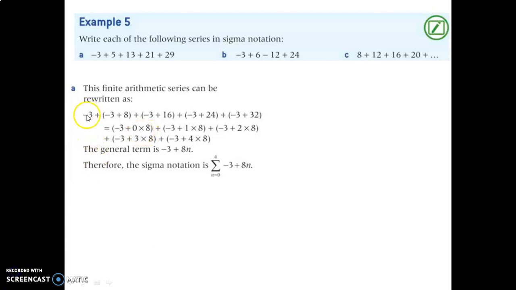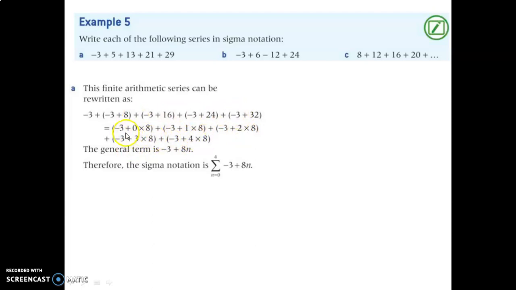Okay, so yes, this first one here is negative 3 plus nothing, right? So that means negative 3 plus 0 eights, because all the other ones have some form of 8 added to them. So the second one, if you look at this one, it's negative 3 plus 1 times 8, because 1 eight has been added to negative 3. And the third one here, it's negative 3 plus 2 eights, right? So negative 3 plus 2 times 8, and so on and so on. Take a look how these match this.